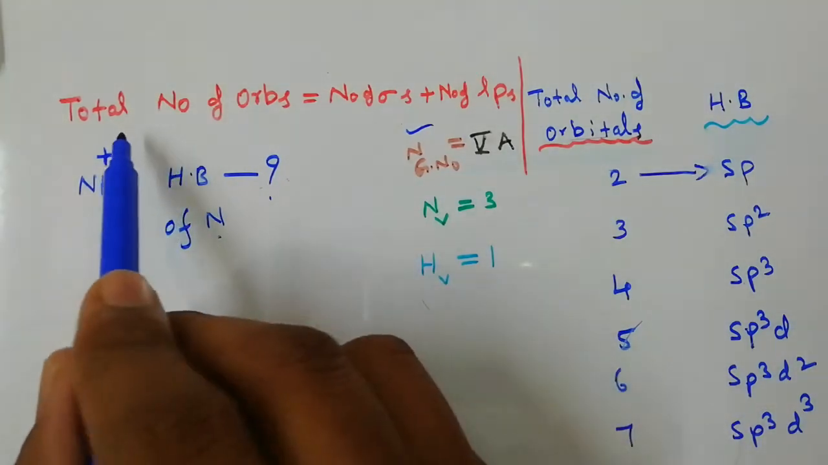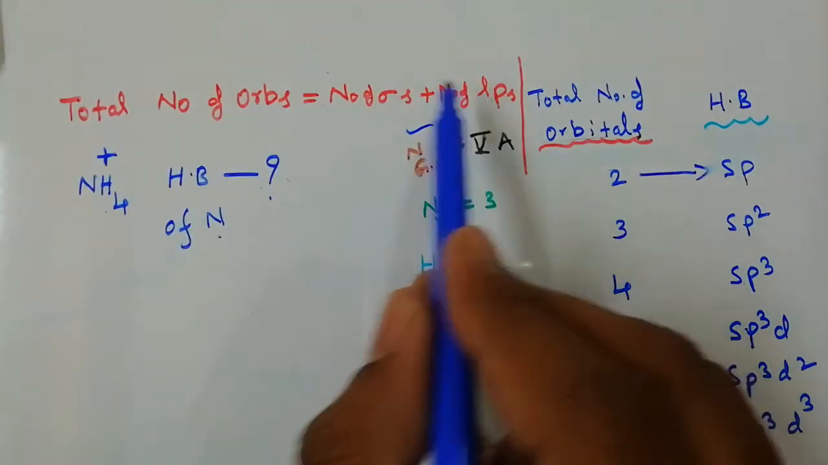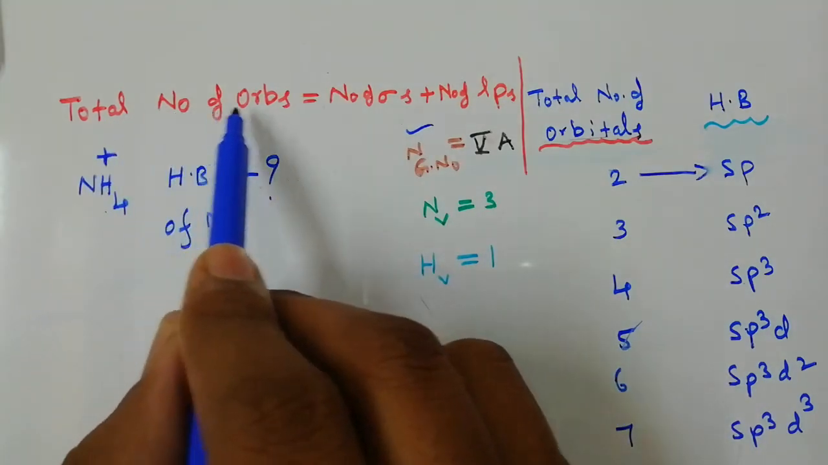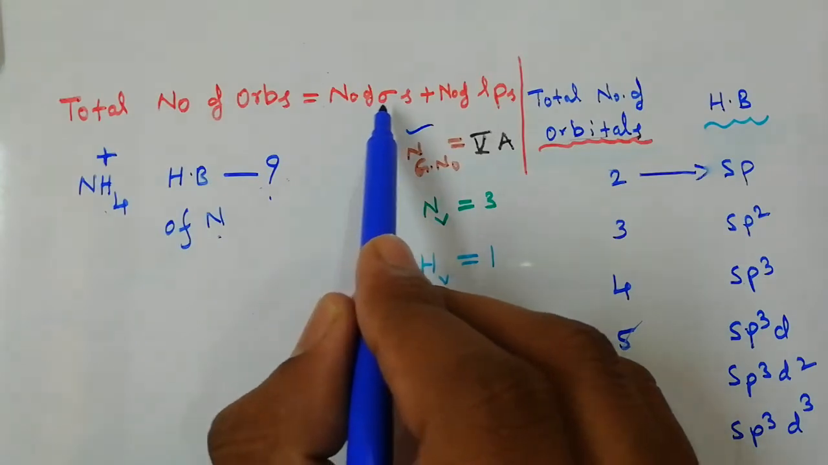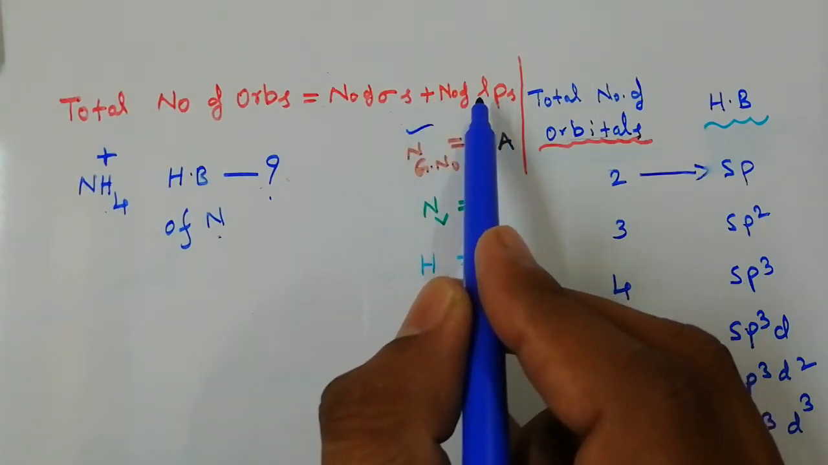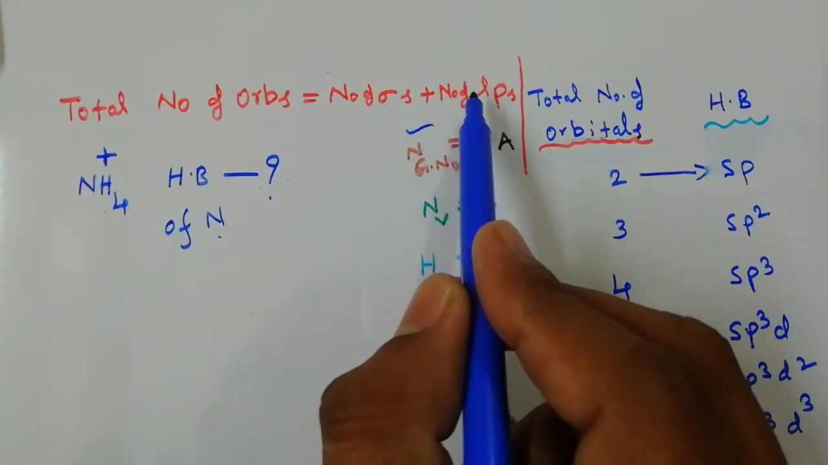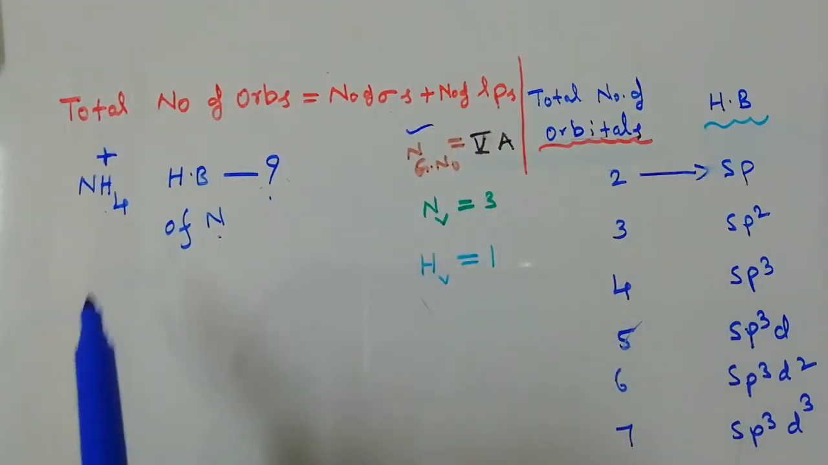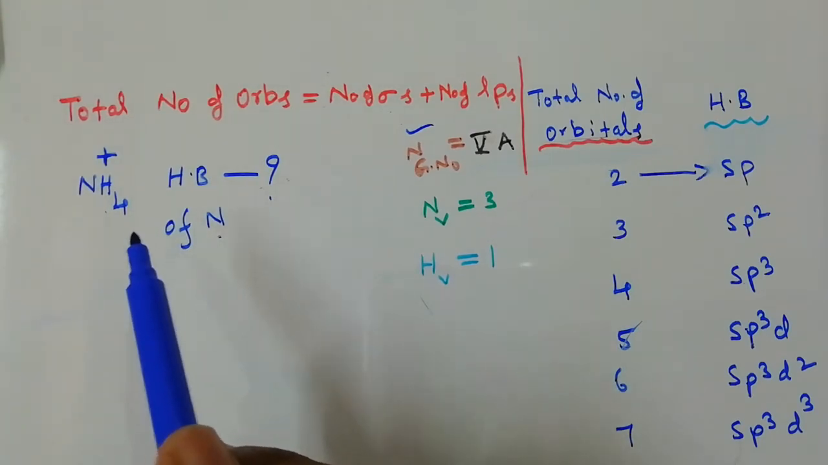This is the formula which we are going to use to find out the hybridization. The total number of orbitals equals the number of sigma bonds plus the number of lone pairs. What is the number of sigma bonds and what is the number of lone pairs, you will understand by doing the examples. So this is our example: NH4 plus.